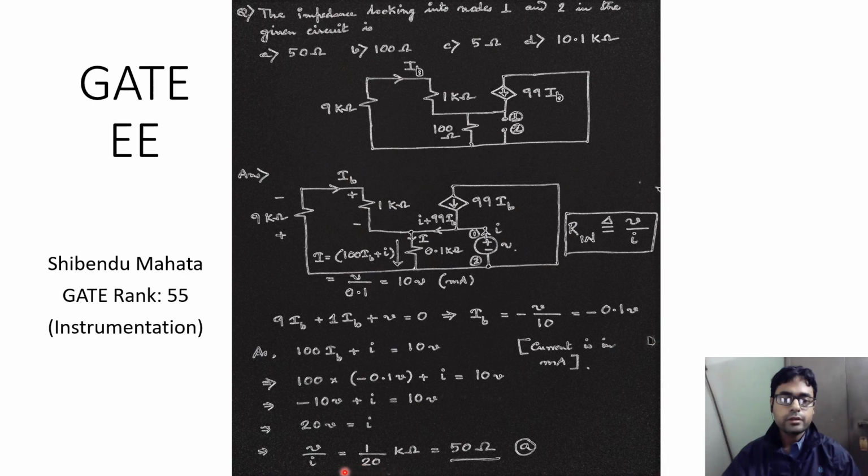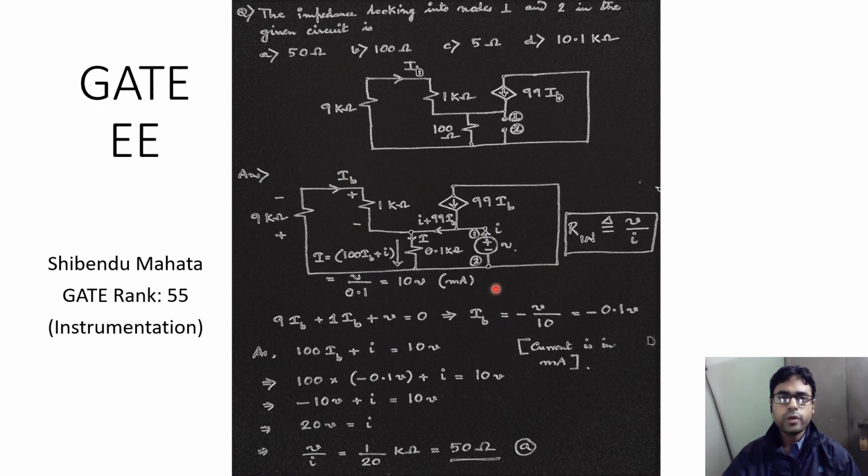Now note that the current is in milliamperes, and therefore the unit for this will be in kilo ohms, because this will be voltage divided by milliampere, and therefore the answer turns out to be 50 ohms. So option A is the correct answer.